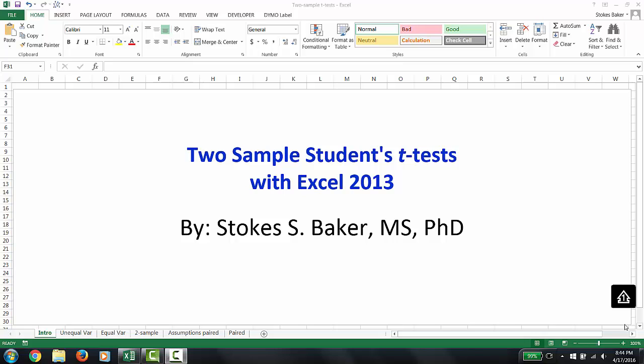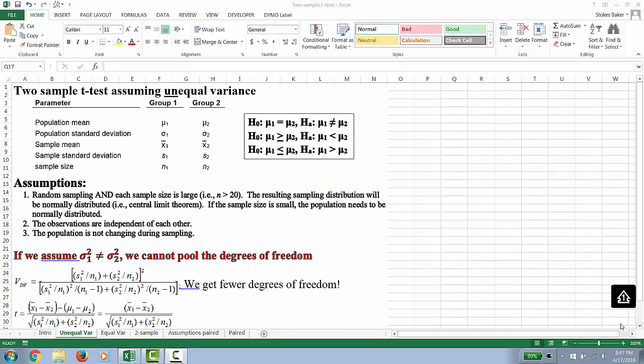I'd like to talk about how to use Microsoft Excel 2013 to do two sample student t-tests. Before I talk about the details of how to use Excel, I'd like to talk a little bit about the theory behind the two sample t-test. In the two sample t-test, we have two populations we're comparing.